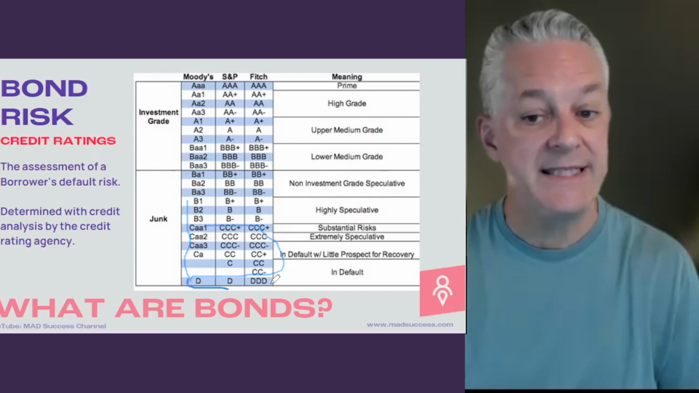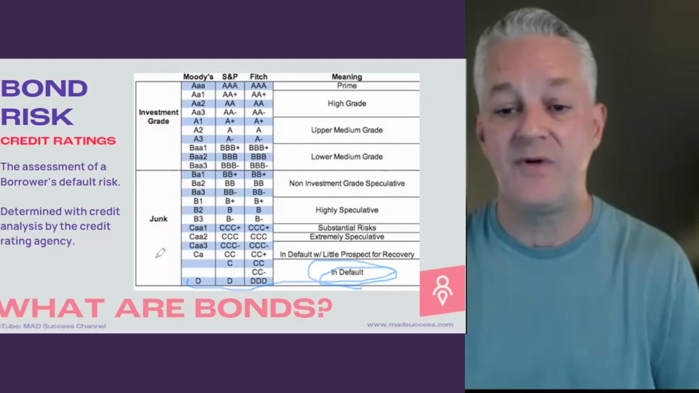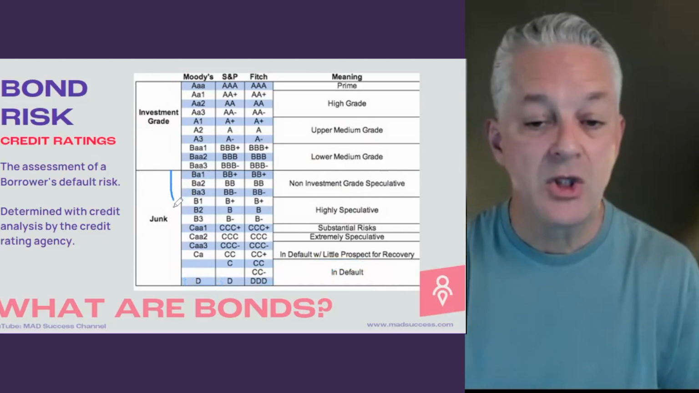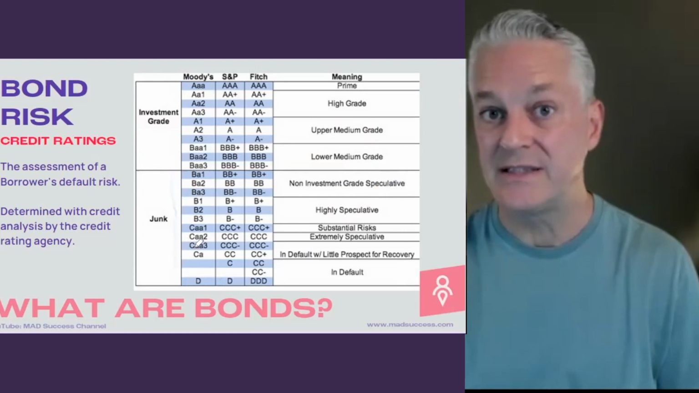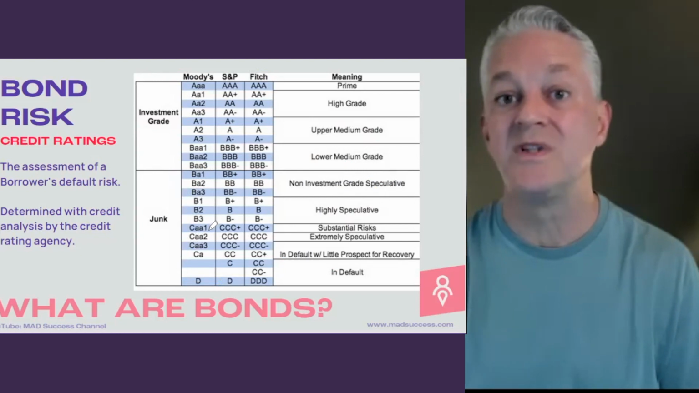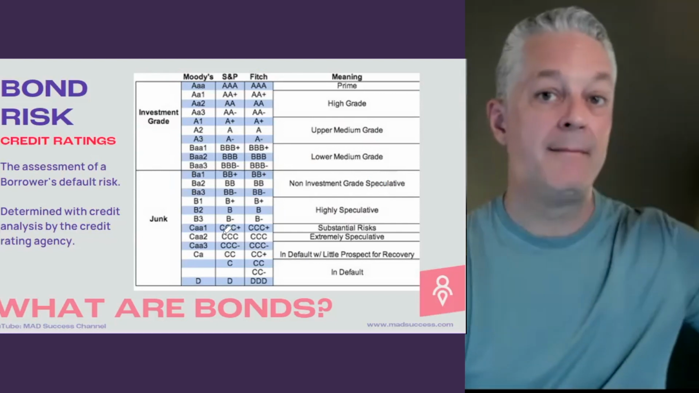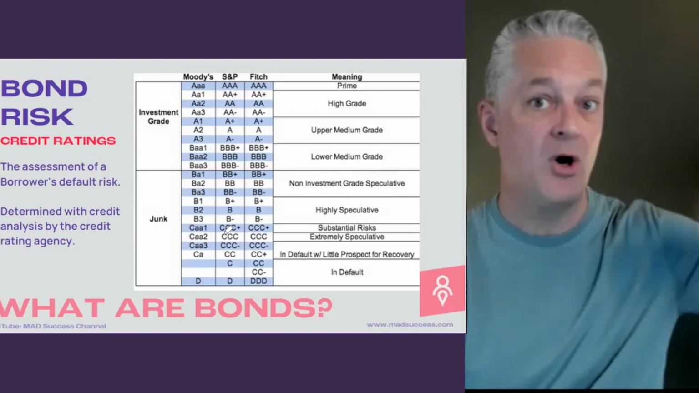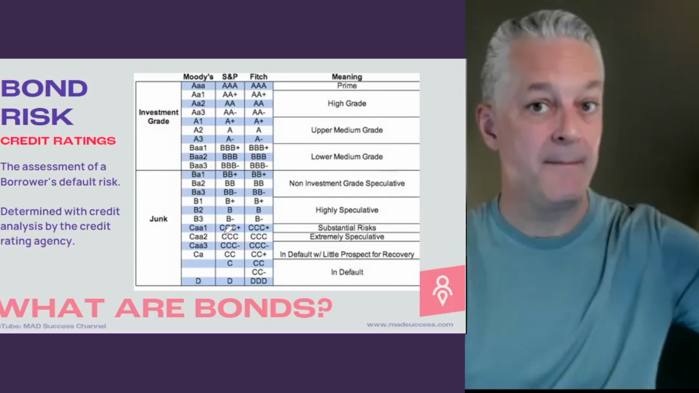Below C is D for default. If a company's in default, they're rated D, standard, okay? So the lower the credit rating, the higher the risk that that company or government will default. So they need to pay a lot more interest, a lot more coupon on their borrowing for you as an investor to be willing to lend them money.